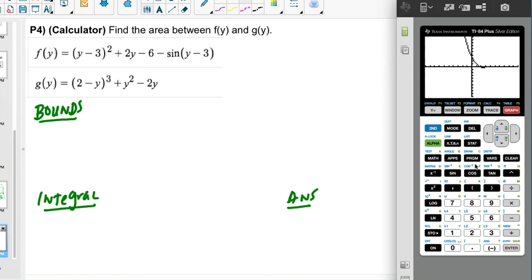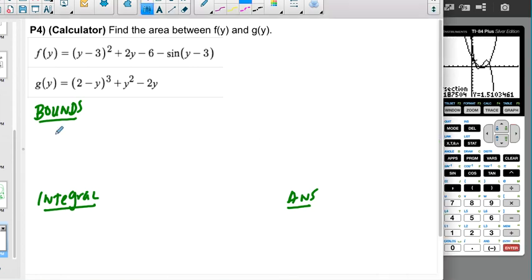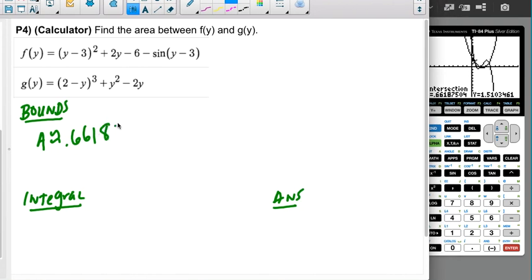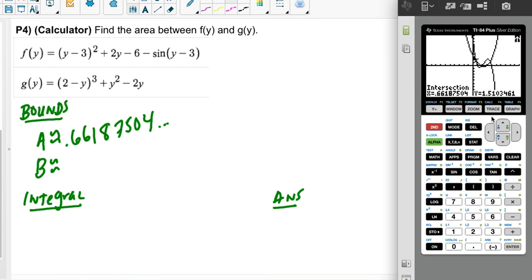Still need to find my intersections. Graph. There are your intersections. So I see that it's here and here and here, but I only care about the first and the last one. So second calc intersect. That was close enough for the first one. Okay, so my first bound is going to be A is approximately, I think that was 0.661 before the 8. Yeah, 87504, right? Dot, dot, dot. And then I'm going to find B, right? So I'm going to second calc intersect. Enter, enter, enter. Close enough.